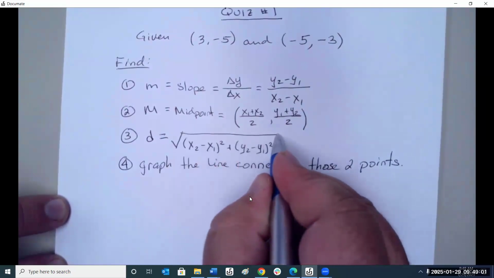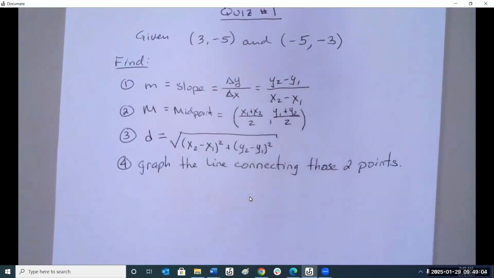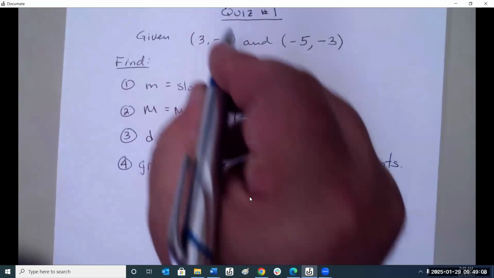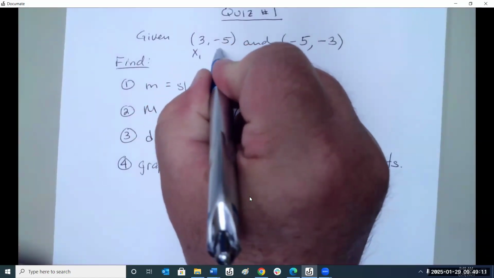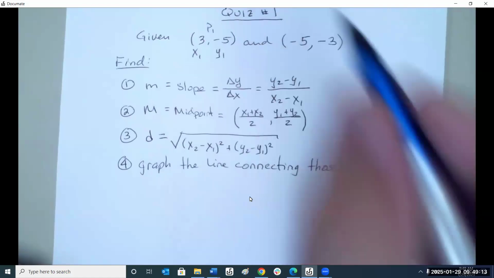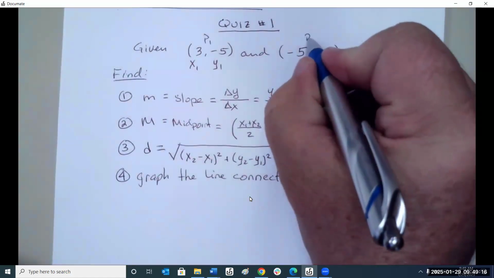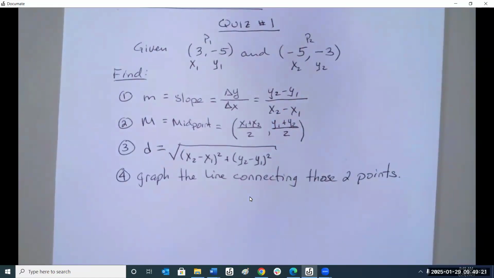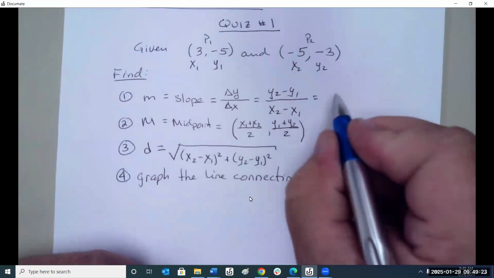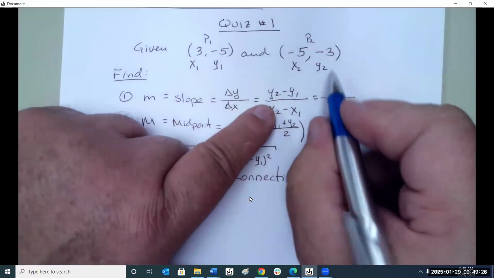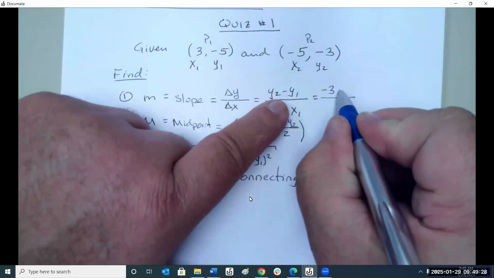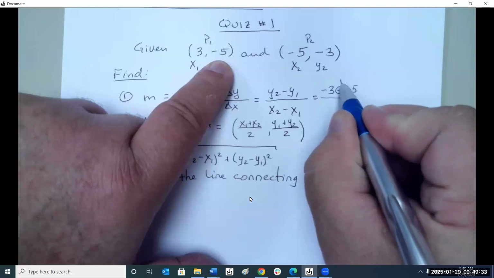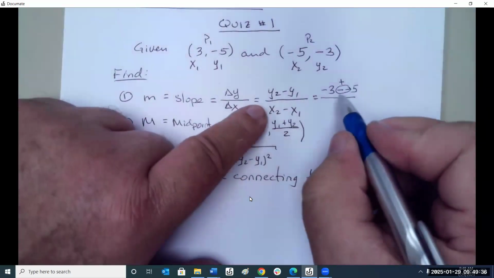We did exercises of this. We talked about these, and these are just plotting points. So this is x1, this is y1, because that corresponds to point 1. This is point 2, so this is x2, and this is y2. Y2 is -3 minus -5. Those become a positive. Two negatives become a positive.